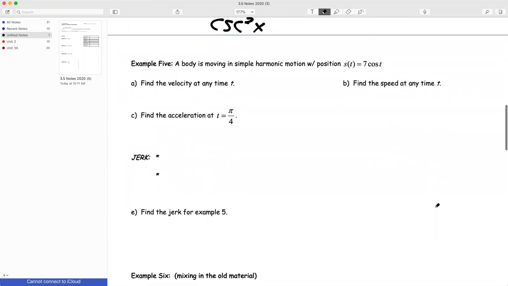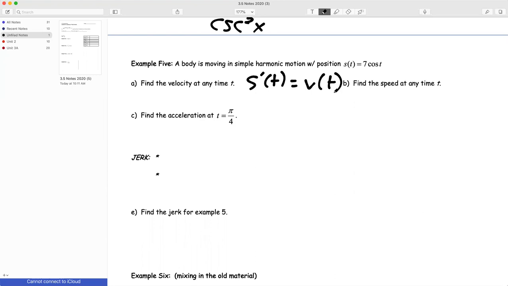Let's move on to example 5. A body is moving in simple harmonic motion with the position given by s of t is equal to 7 cosine of t. Part A says find the velocity at any time t. So how do I get the velocity if they give me the position? Derivative. I need s prime of t, which is equivalent to the velocity.